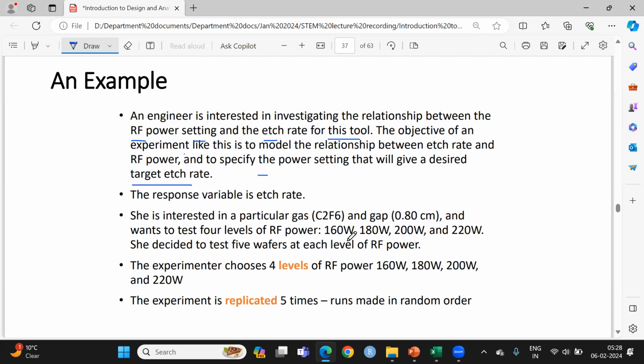So what we have is four levels. That means four power levels. So we want to make a comparison whether the outputs corresponding to these four powers are equivalent to each other, right? And we have taken five responses from each of the levels.